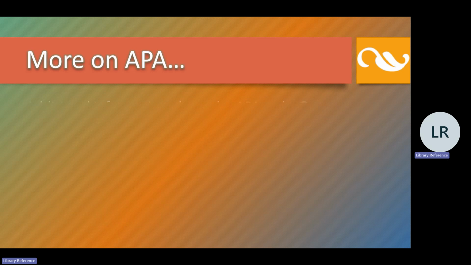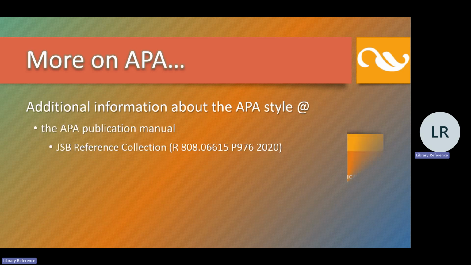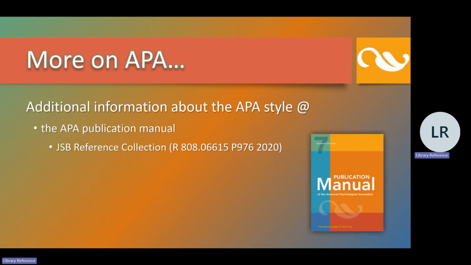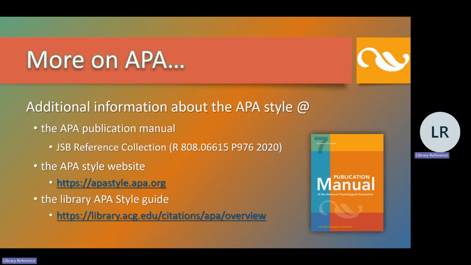Now, more information on APA may be found in the APA publication manual. We have multiple copies at the library, which you can consult. You may find information on the APA style website, and you may also find information on the library's APA style guide, which is available at the library's website.